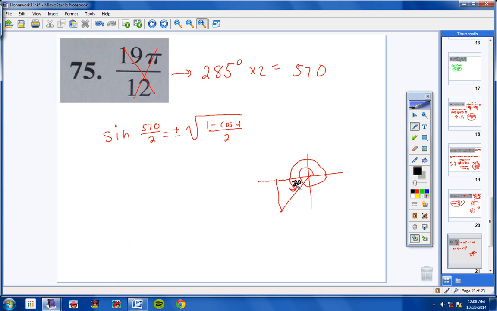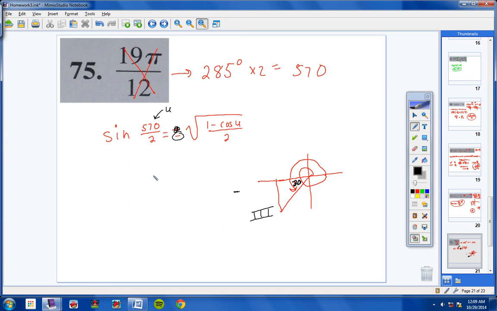Okay, now, so u, 570, is in what quadrant? 3. And we're dealing with sine. What is sine in the third quadrant? Negative. So we're going to use the negative sign right here.